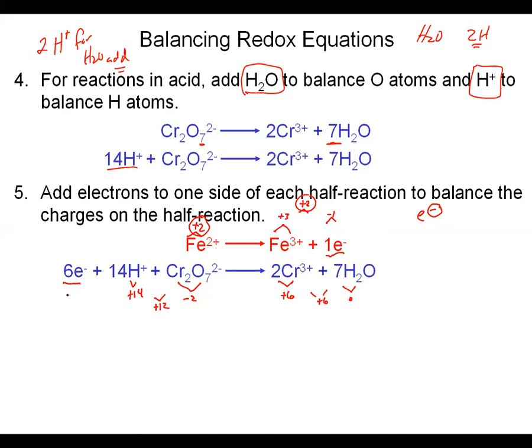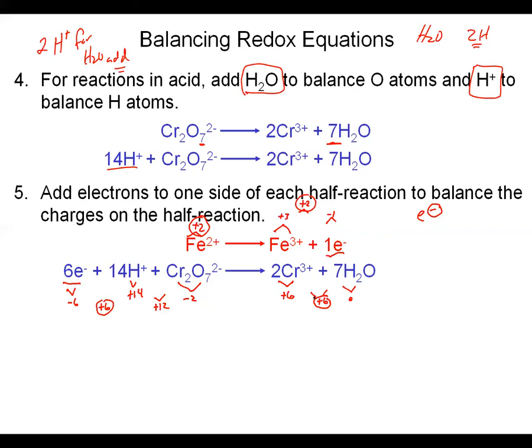When we do, 6 electrons gives us a -6, and that now gives us a +6 over on the left and a +6 overall on the right-hand side. So we do want to add electrons to balance out the charge on each side of the half reaction. Again, the charge does not have to equal 0, but it does need to equal the same thing.